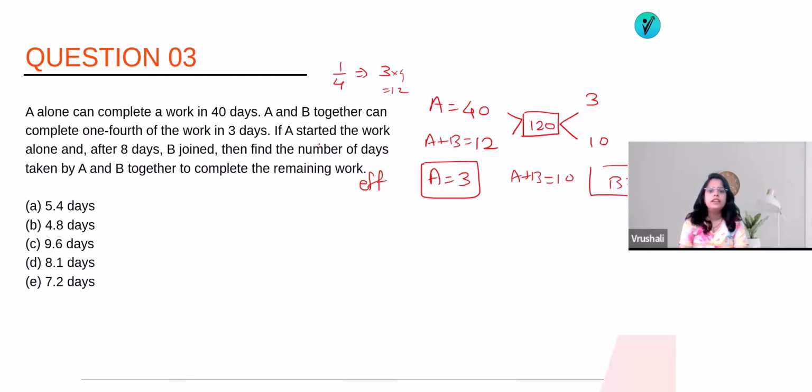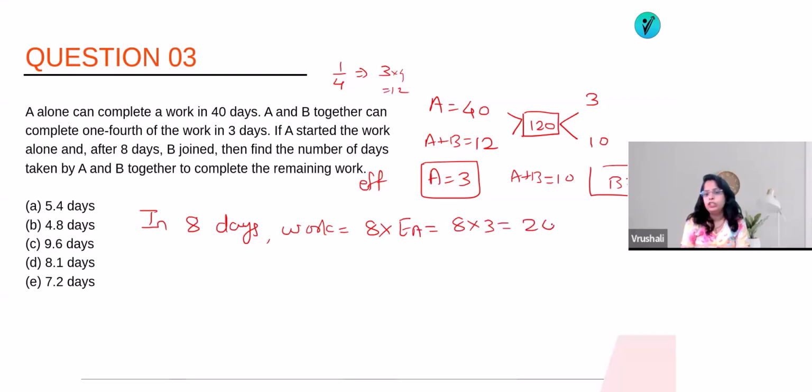So what they have asked: if A started the work alone and after 8 days B joined. That means in the initial 8 days, how much work is completed? Work completed will be equal to number of days into efficiency of A, because only A is working. So 8 into 3 is 24. Then find the number of days taken by A and B together to complete the remaining work. So what will be the remaining work? If 24 work is completed out of 120, that means remaining work will be equal to 96.